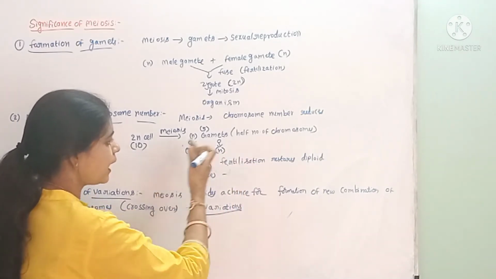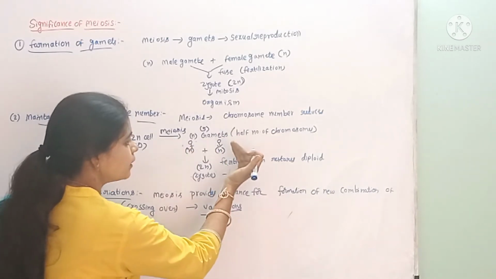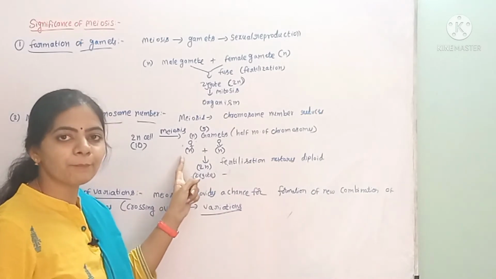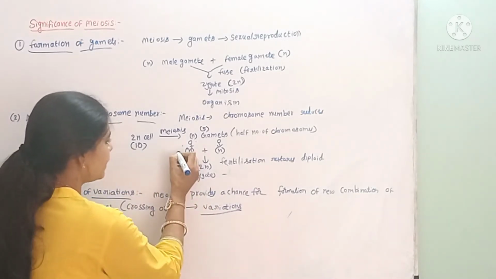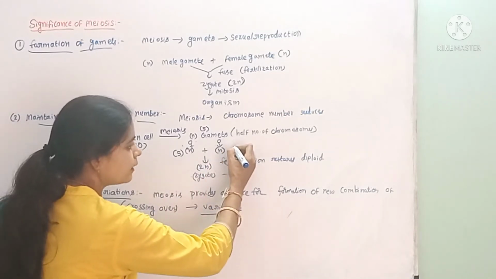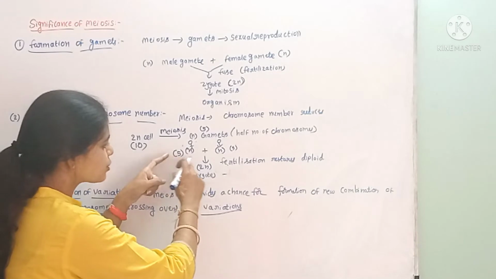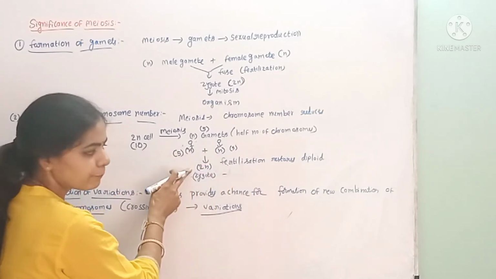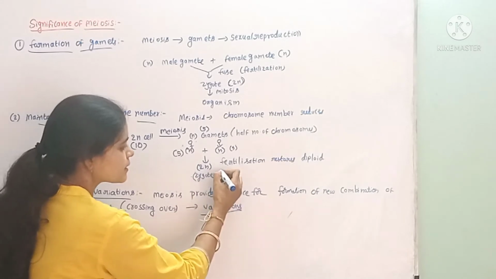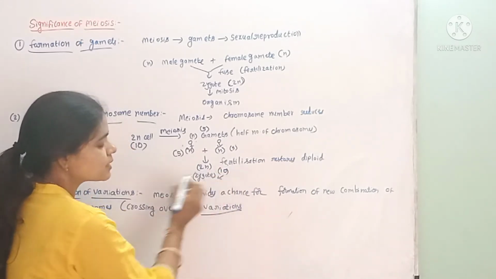This is the female and this is the male. The female haploid gamete, which has 5 chromosomes, fuses with the male haploid gamete, which has 5 chromosomes. These two fuse together to form a diploid zygote, right? Here 5 plus 5, what is the result? 10 chromosomes will be present in the zygote.